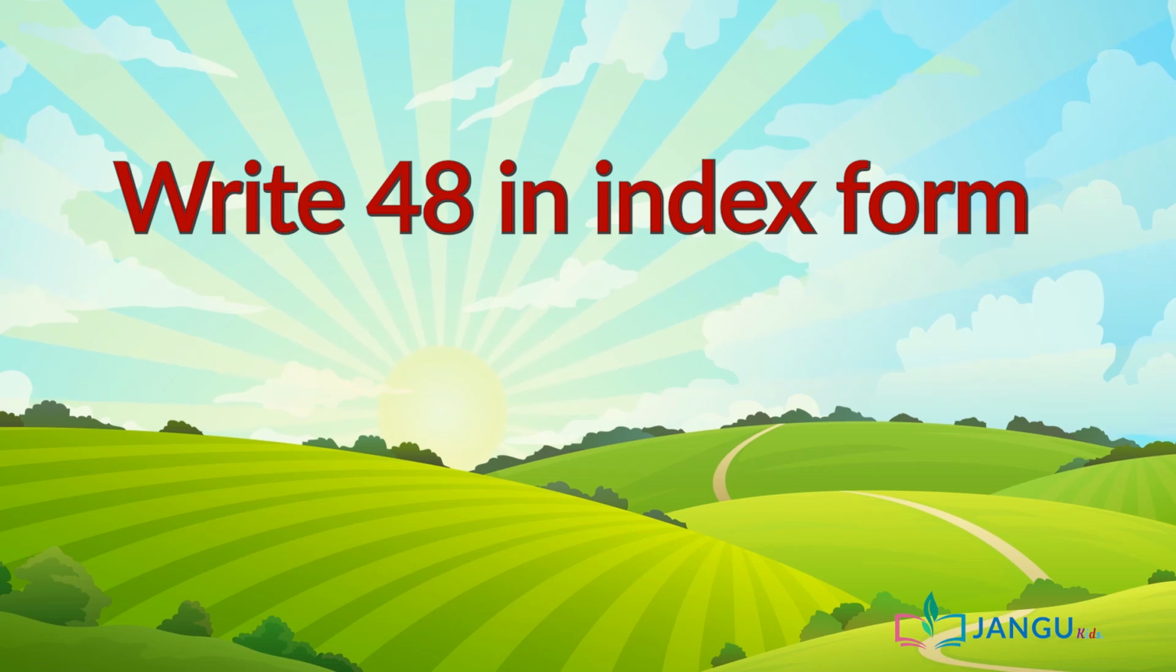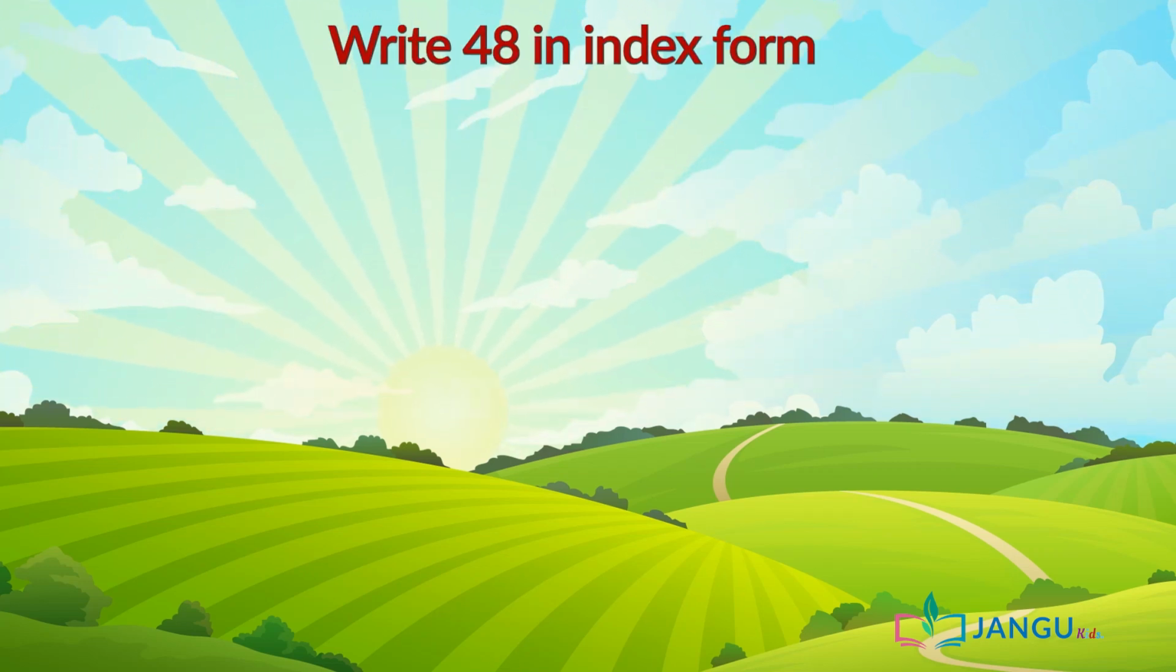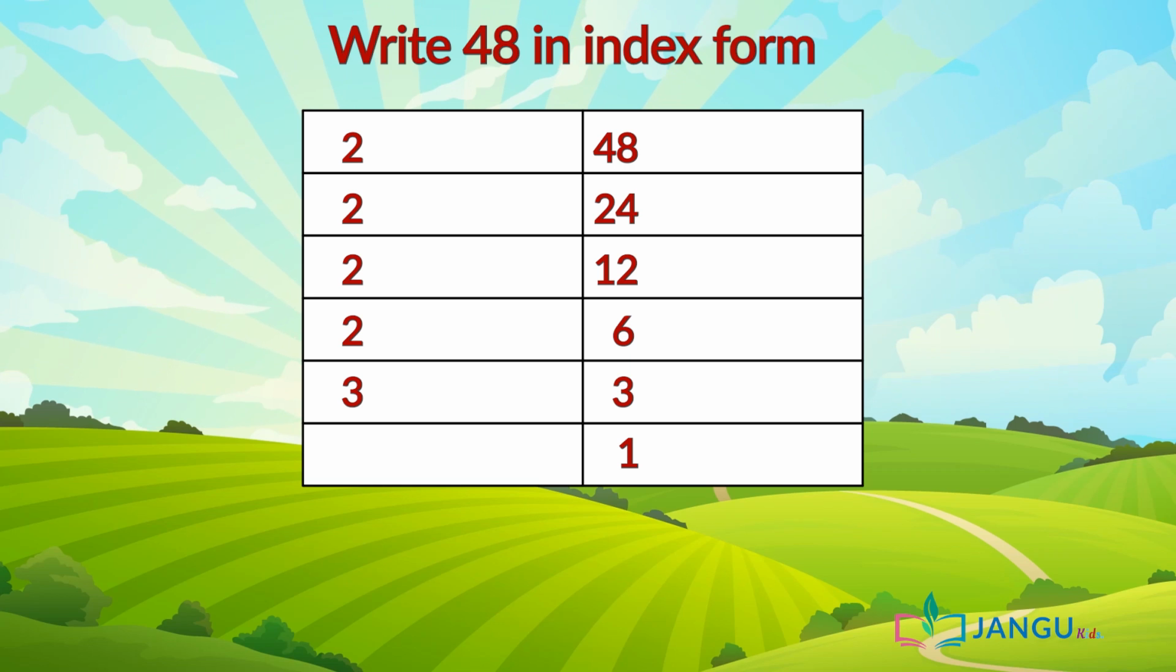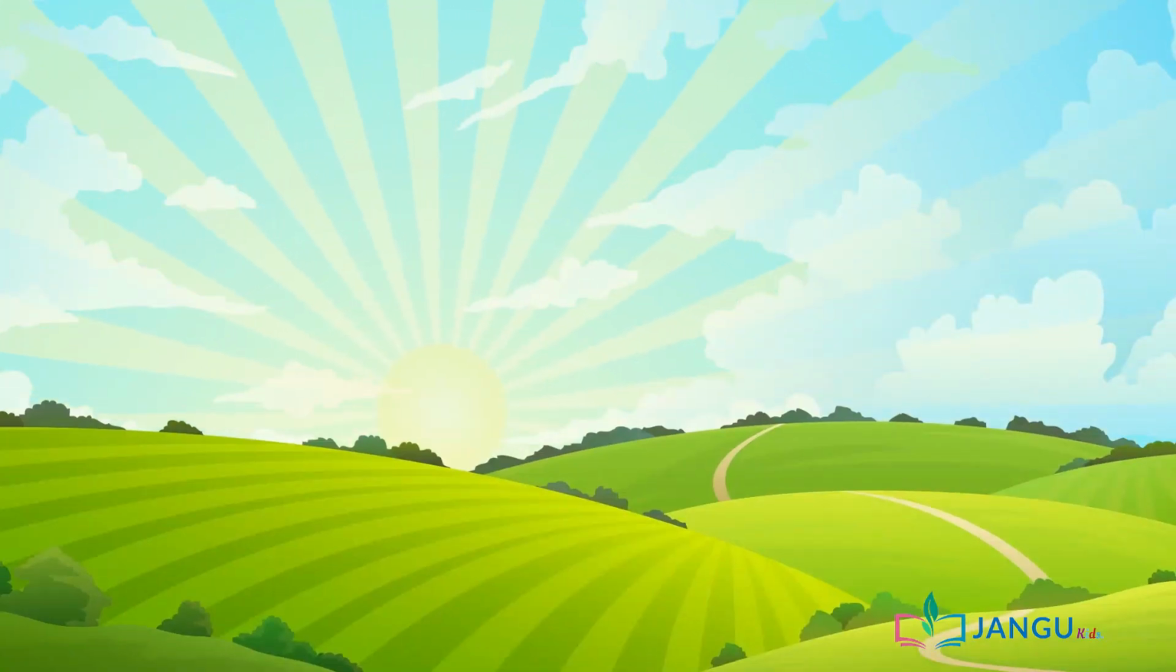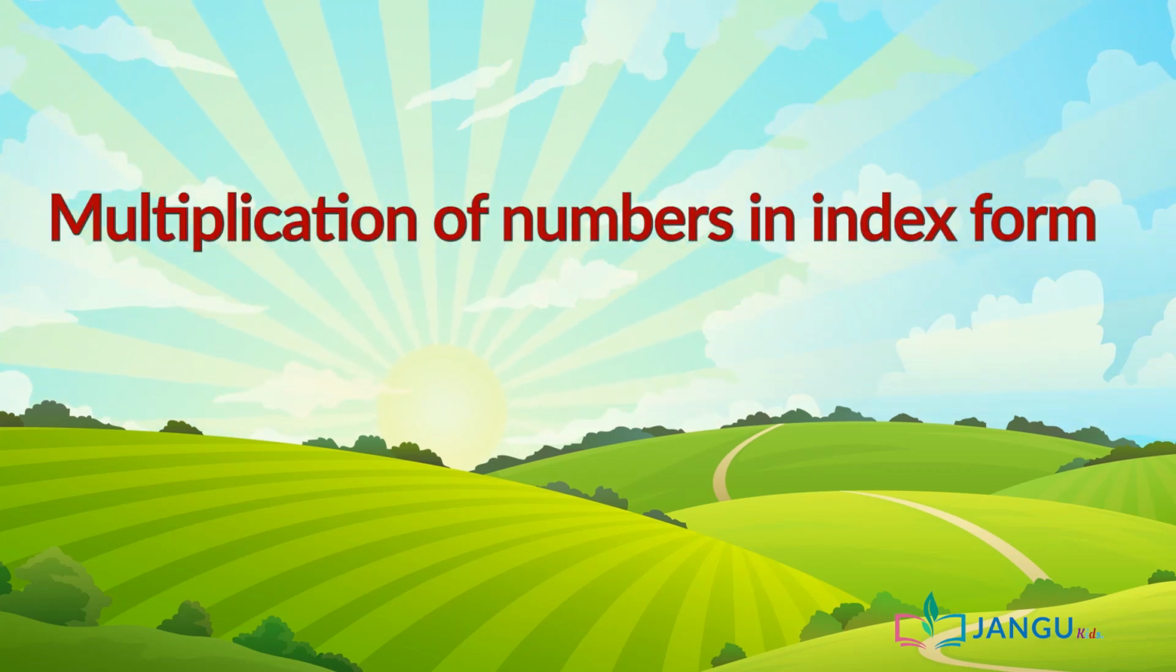Let us try to find the index form of 48. 48 written as a product of its prime factors, or in its expanded form, is 2 times 2 times 2 times 2 times 3. Can you see that there are four 2's and one 3? Great! This means that 48 is written as 2 raised to the power of 4 times 3 in index form. Well done!